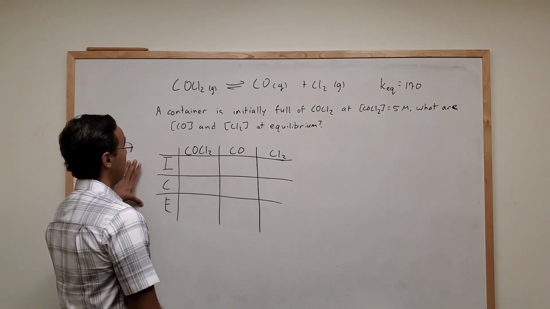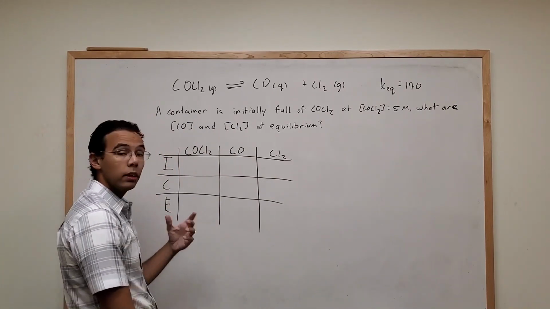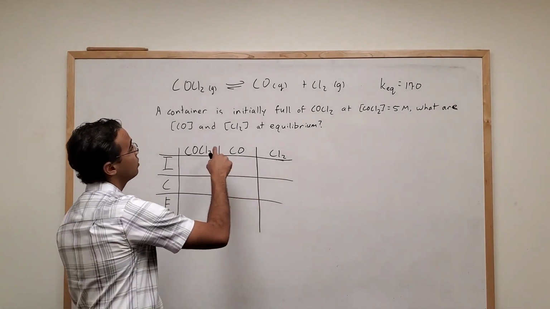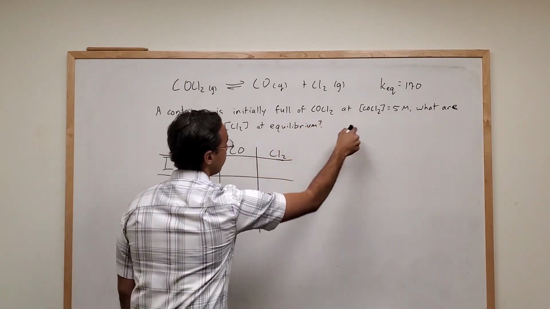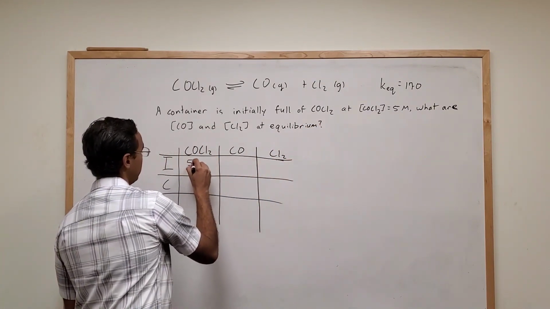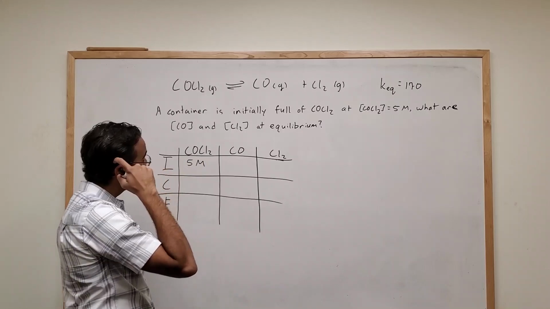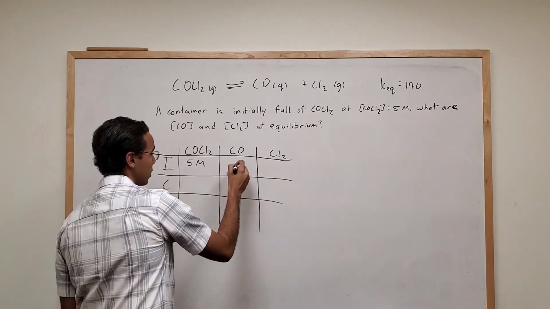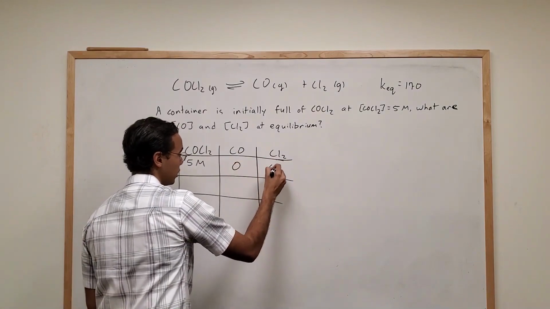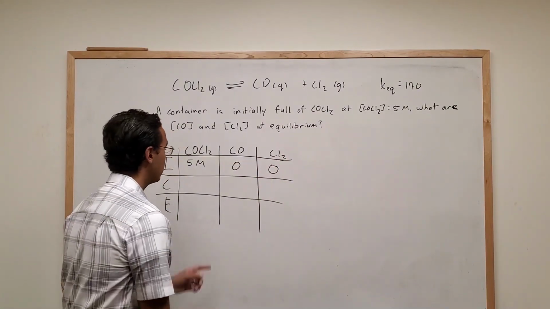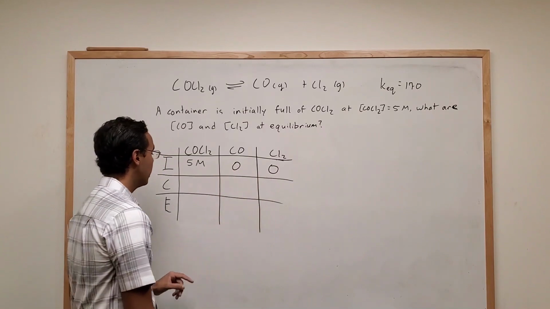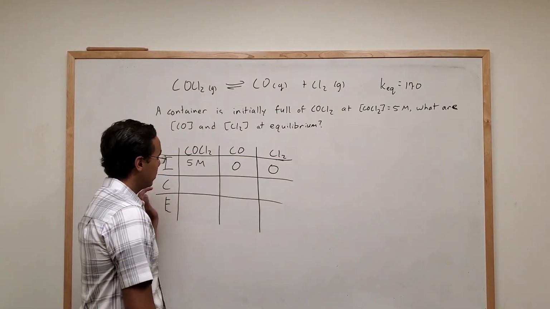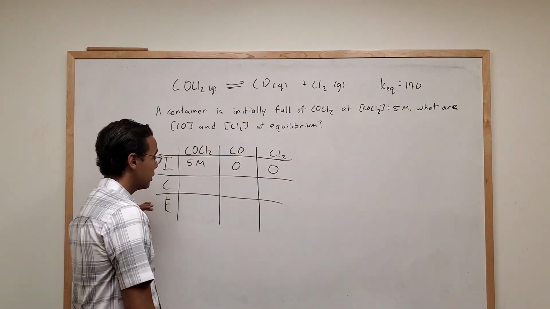We're going to fill out this table with the information we know, and then identify what we're looking for. It's initially full of COCl2 at 5 molarity. So we're going to say this is 5 molarity. And if it's initially full of COCl2, then our concentration of carbon monoxide and our concentration of chlorine are both going to be 0. So these are 3 things that we know initially. Now, in order to determine the other 2, we're going to need some more information.